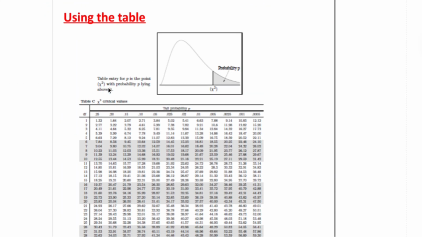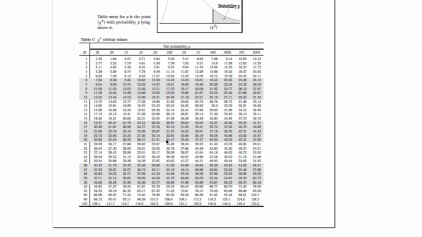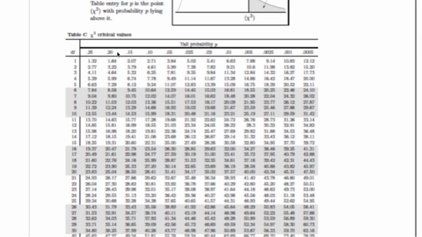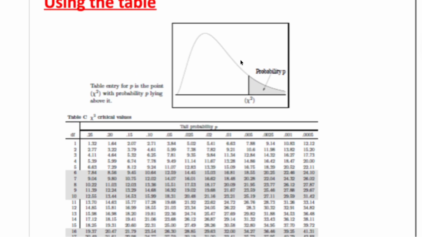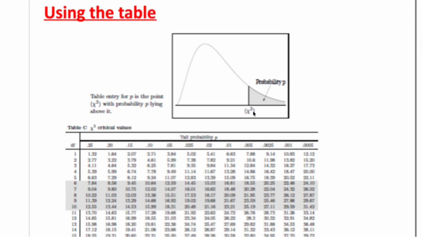So using the table, this is a screenshot of the packet provided by the College Board Testing Center, which gives you the table for chi-square critical values. It's hard to see, but in here it's the degrees of freedom, and all of those are tail probability, p. And instead of drawing a normal curve, this will always be a skewed curve. And the probability p right here is the area that we're shading, and the value aligned with it will be our chi-squared that we're trying to find.